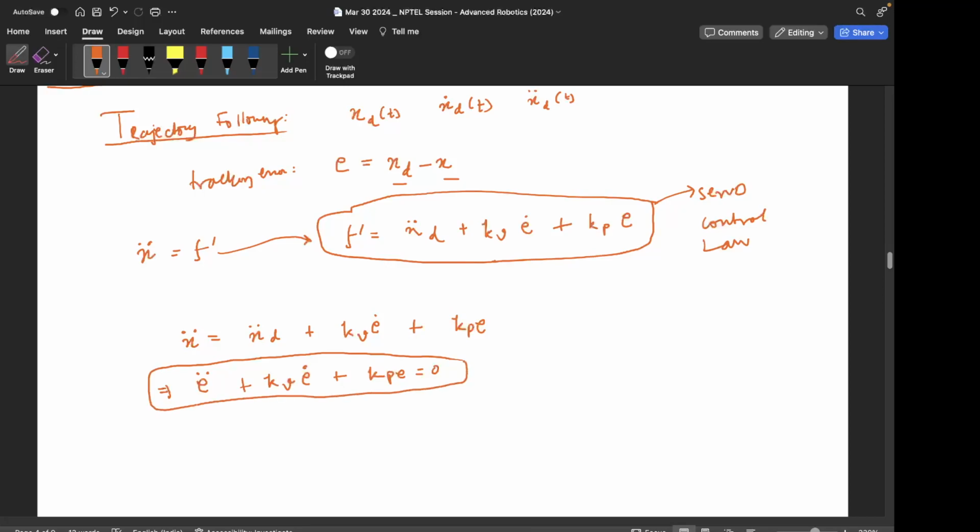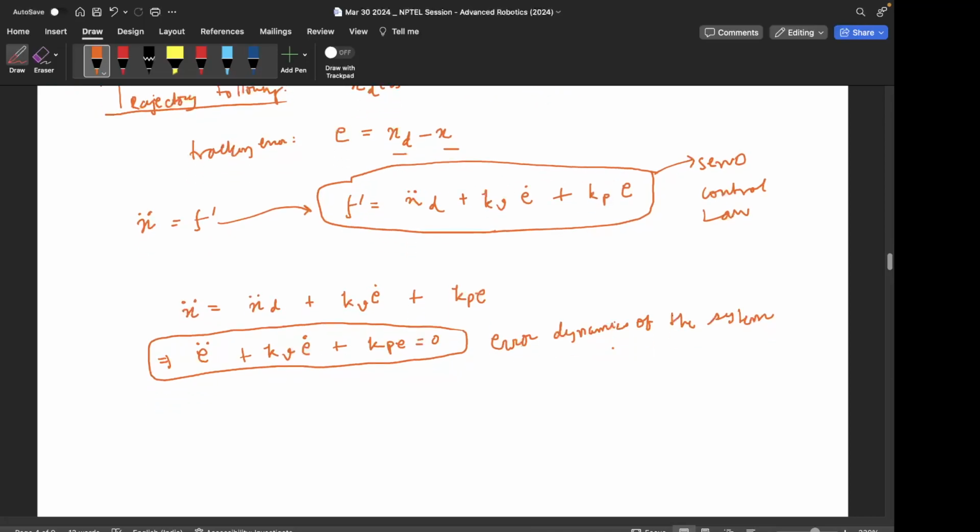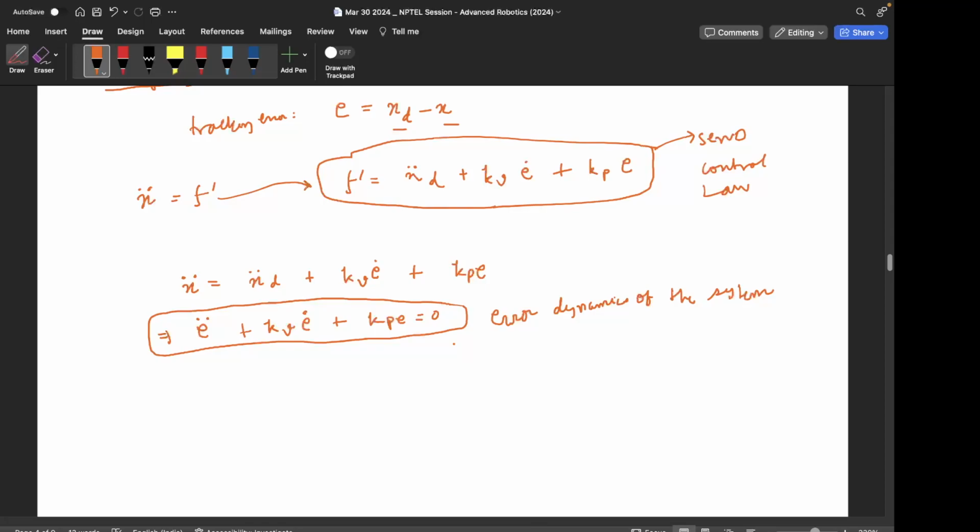Now this is also a very useful form of system dynamics. This is the error dynamics of the system. What does this represent? This represents the error dynamics of the system, right? And the benefit here is that now again our goal is to drive e to 0, right? By driving e to 0, we are indirectly driving x towards x desired, right?